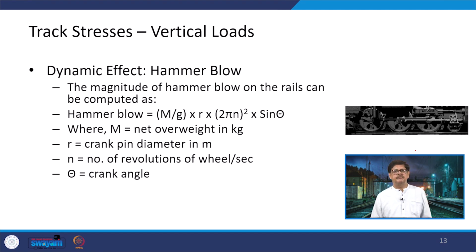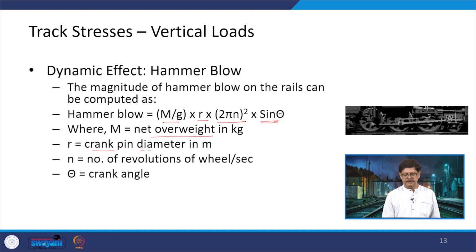The magnitude of the hammer blow on the rails can be computed as m divided by g into r into 2 pi n square and sin theta, multiplied with that, where m is the net overweight in kgs, r is the crank pin radius in meters, n is the number of revolutions of the wheel per second, and theta is the crank angle. So, if those values are known to you, you can calculate the amount of hammer blow which is going to be induced in these cases.